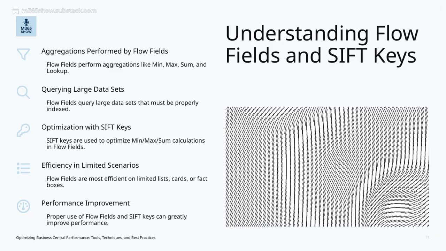Speaking of large data, flow fields are designed to query these big data sets efficiently, but they depend heavily on correct indexing. Proper indexing ensures that queries run fast and don't bog down your system. Finally, it's important to remember that flow fields perform various types of aggregations, such as min, max, sum, and lookup. These aggregations are powerful tools to retrieve summarized or specific data quickly, but only if used with the right setup and understanding of their limits. By mastering these concepts, you can effectively boost performance and make your Business Central environment more responsive and reliable.